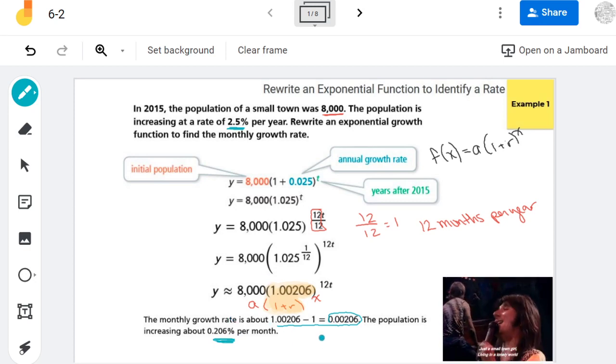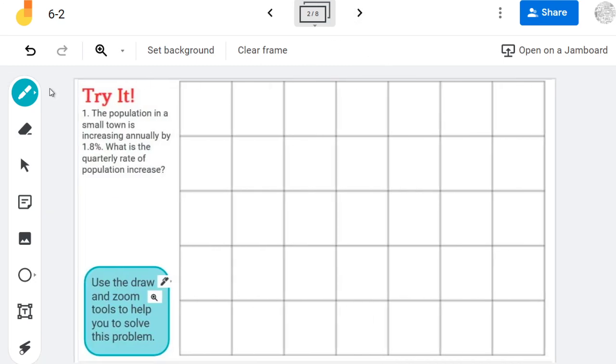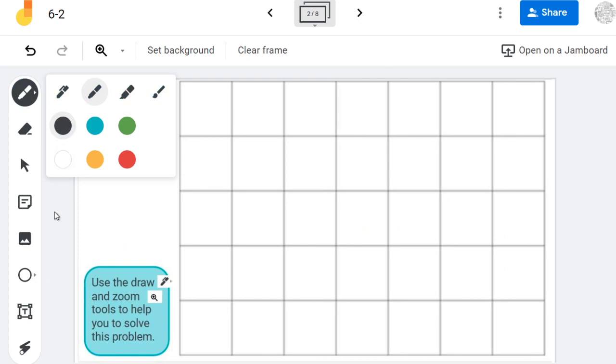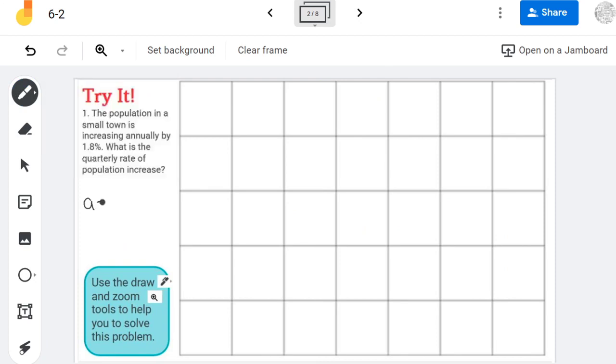So we're going to go through that process again with that same population of 8,000. Remember, I'm going to say A is 8,000 for the initial population. Our annual rate, our R, is 1.8%, so that's 0.018. And I'm doing it quarterly. So I'm going to make sure to write that word down so that I remember I need 4 out of 4 for my exponent.